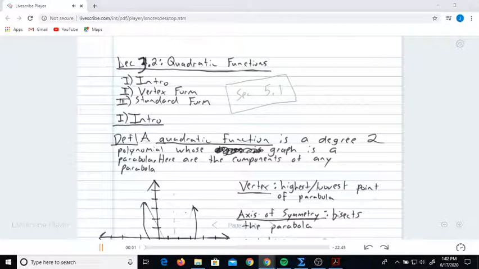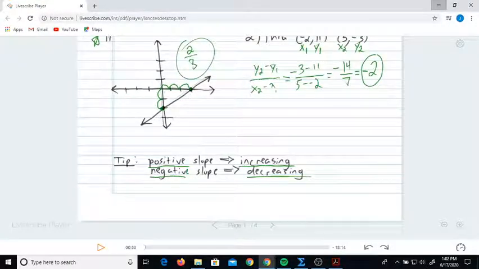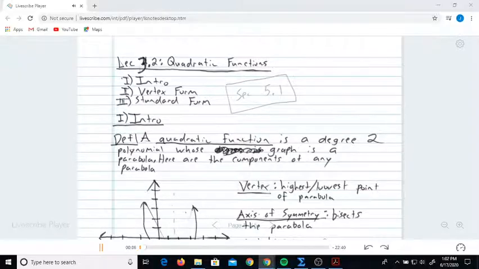Alright, here we have Unit 3, Lecture 2, or Lecture 3.2 as I call it, which is over quadratic functions. For those of you following along in the book, this corresponds to Section 5.1 from the textbook. And the topic here is quadratic functions.